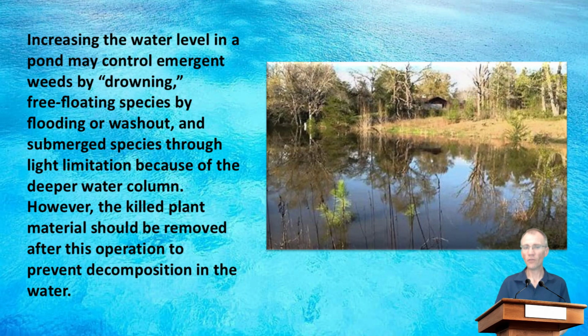Increasing the water level in a pond may control emergent weeds by drowning free-floating species, by flooding or washout, and submerged species through light limitation because of the deeper water column. However, the killed plant material should be removed after this operation to prevent decomposition in the water.